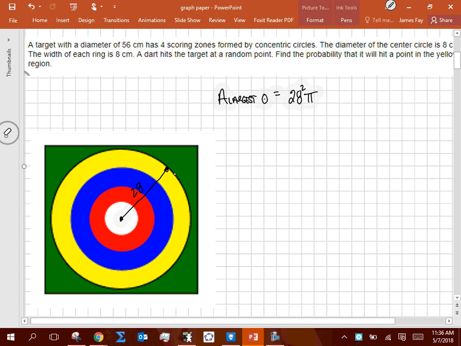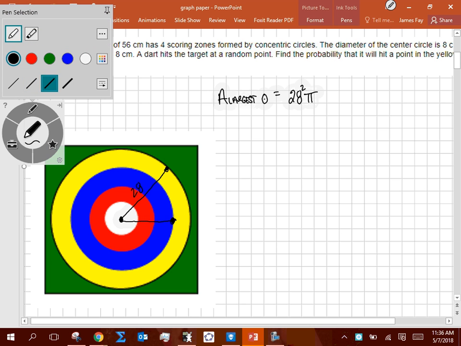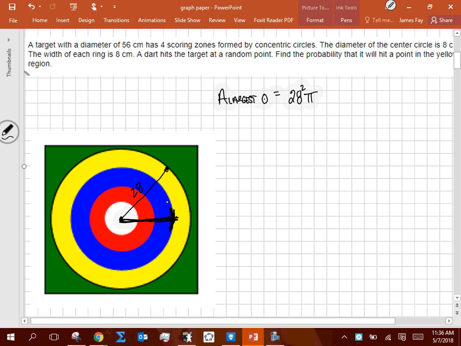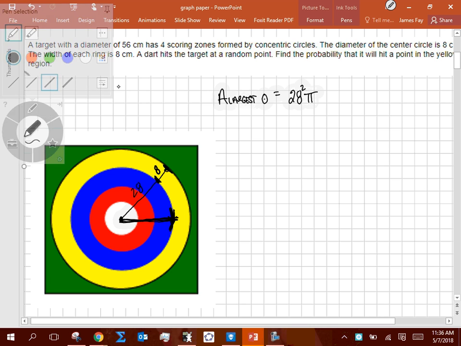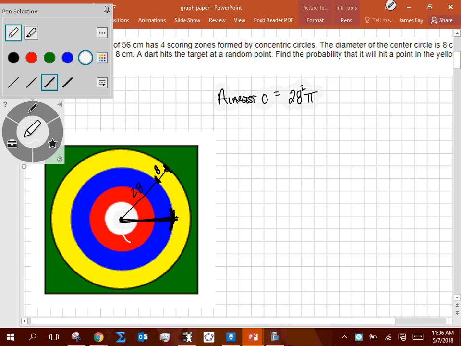To get the yellow, do you see that you would be finding the area of the circle with that radius? It's the radius going out to there. How big would that be if each width is 8 centimeters? Yeah, that width right there of the yellow ring is 8 centimeters. So cut that off, and you would have a radius of 20.